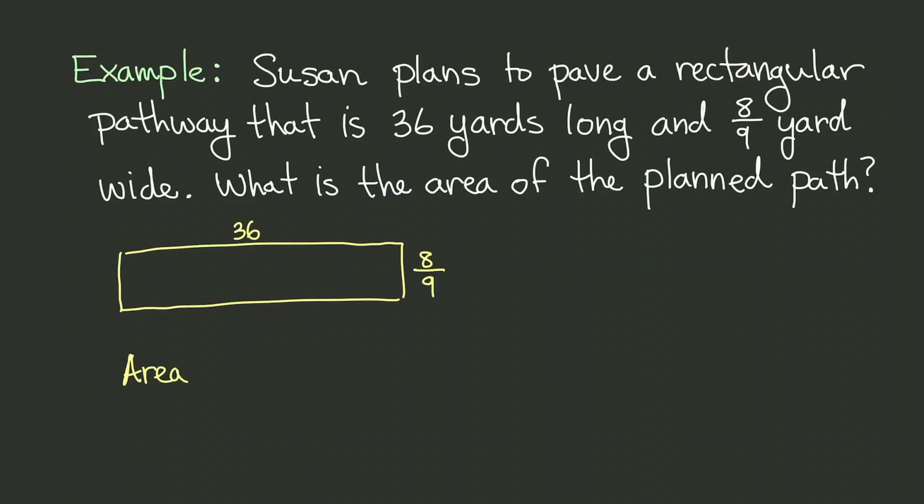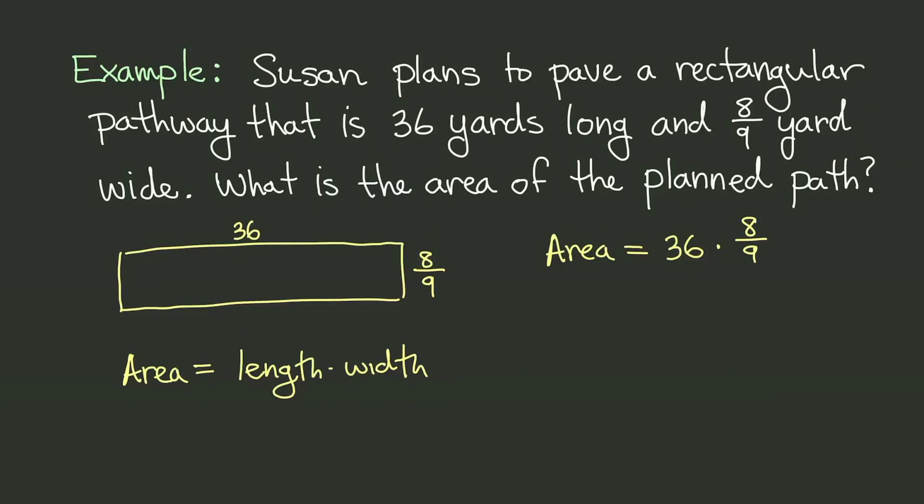The area of a rectangle is going to be the length times the width. So here, the area is going to be our length, which is 36 yards, multiplied by our width, which is 8/9 of a yard. Now looking at that, you might say, uh-oh, we only have one fraction and the other one is just a whole number. So what are we going to do?